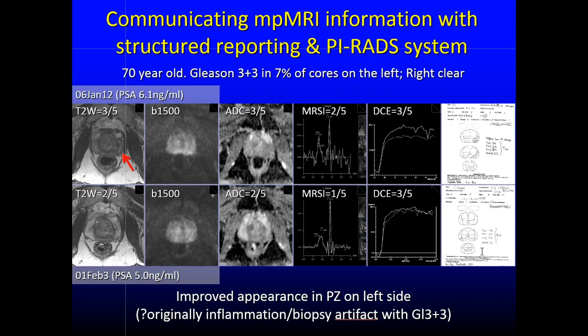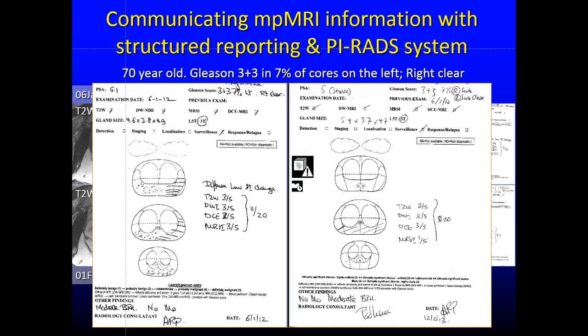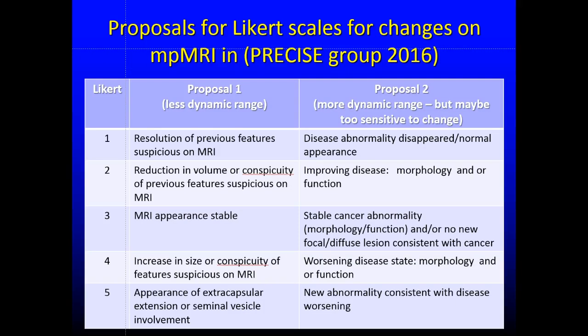So here's a patient that we used in the clinic. Here are the examinations, and you can see that in fact the peripheral zone clears up over time, and the way we communicated that information was with a pictogram. Diffuse low signal change, a score of 11 out of 20. Here is the patient on a follow-up scan, a score of 8 out of 20. We see no change, no diffuse finding. We are now beginning to develop a Likert scale for changes visible on MRI. There are a couple of proposals that are on the table.